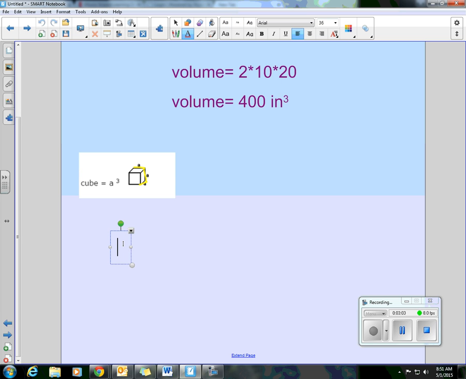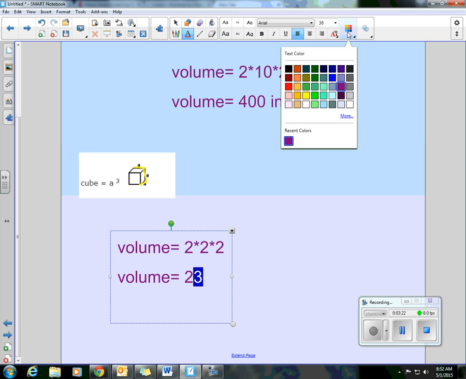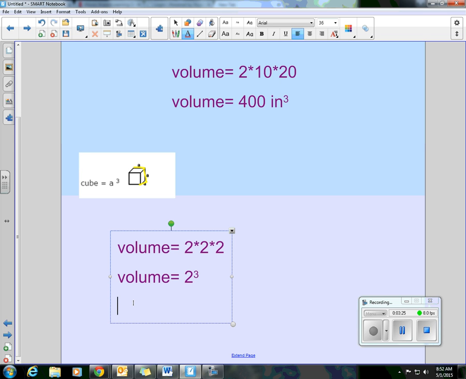To make this easy for myself, I'm going to say that each side is 2. So we would say 2 times 2 times 2, or 2 cubed. And we know that 2 times 2 times 2, or 2 cubed, is 8. Let's use inches again. This means that the volume of this shape is 8 inches cubed, or 8 little inch by inch by inch cubes could fit inside this.